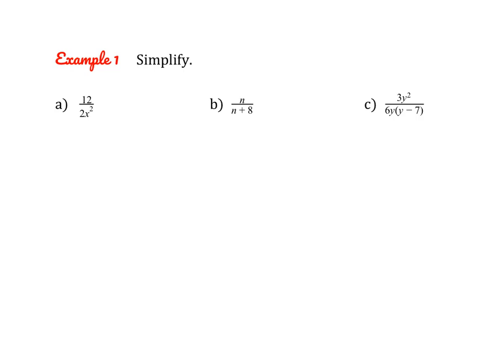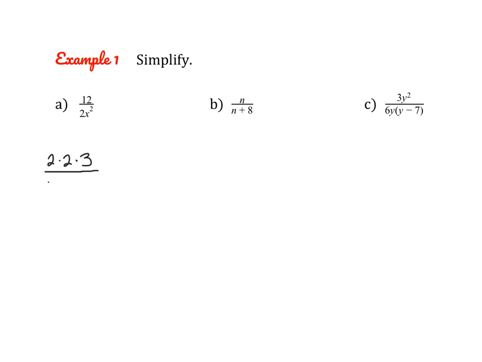Okay, so here are 3 examples where you don't need to factor, so we're just going to cancel out common factors. So here we have 12 over 2x squared. Now if it helps, we can rewrite 12 in fully factored form. We can rewrite 12 as 2 times 2 times 3. Those are the factors. You can get that just by doing a factor tree.